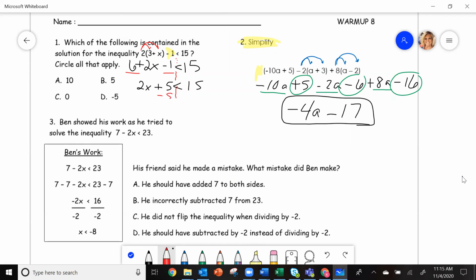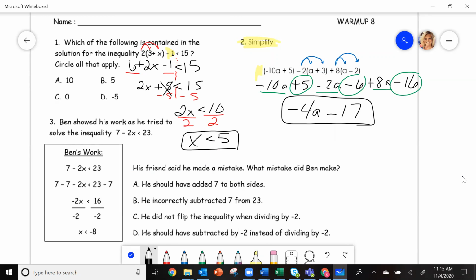So then I subtract 5 from each side. These cancel. 2x is less than 10. Divide by 2. I get x is less than 5.